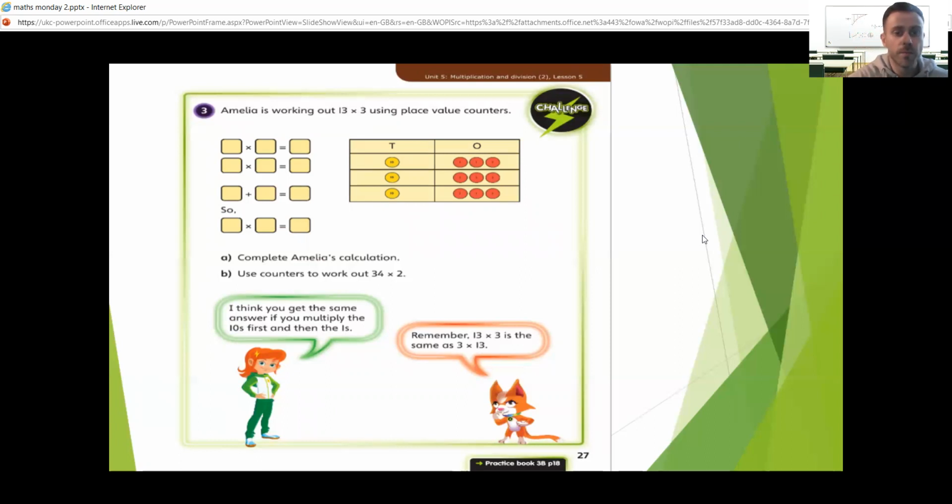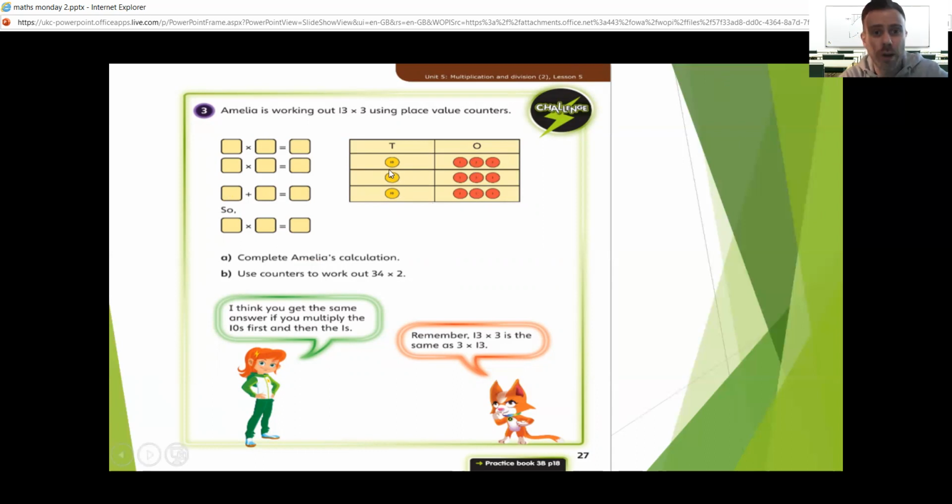Okay, so first of all, we were completing Amelia's calculation. So she was working out 13 times 3 with some place value counters. So remember, we need to work out the ones first of all. You always start with the ones. We've started with the ones through everything we've been doing in place value so far this year. It's going to carry on. So you need to think, how many's in each one? 3. So 3 times how many lots? 1, 2, 3. Oh, so 3 times 3, which is 9. Okay, so 3 times 3 equals 9. That should be at the top.